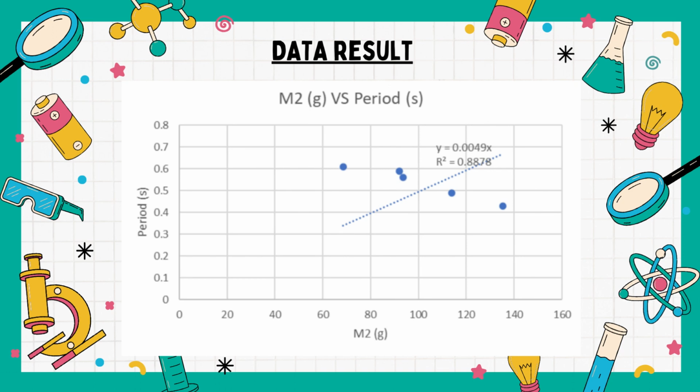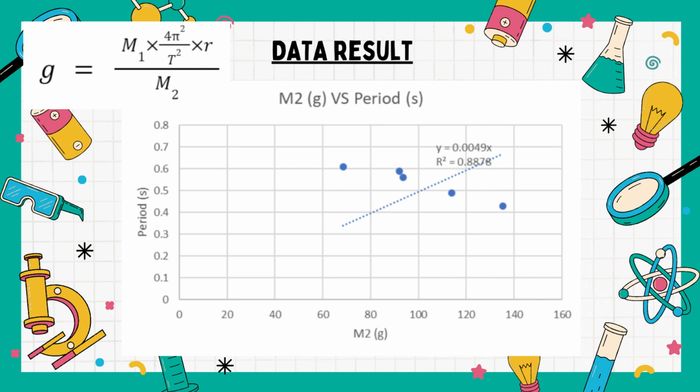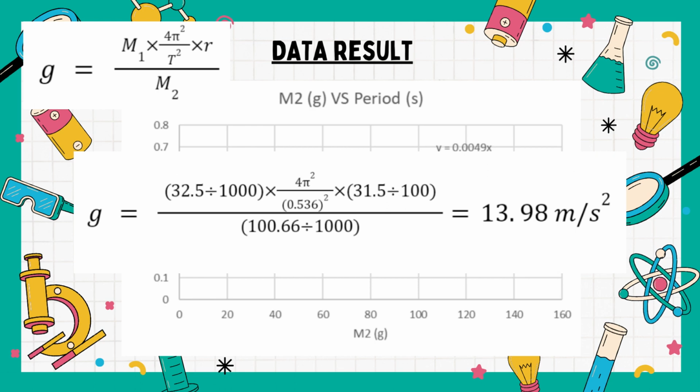Keep in mind that the primary aim of this experiment is to determine gravitational acceleration. To achieve this, we applied the formula: gravity equals the stopper's mass times 4 pi squared divided by the average period squared, times the radius of the circle, divided by the average m value. Using the average values of m and the period, the calculated average m value is 100.66 grams, and the average period value is 0.536 seconds. Putting these values into the formula yields a gravitational acceleration value of 13.98 meters per second squared.